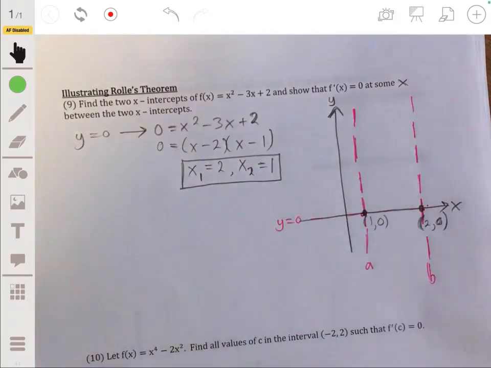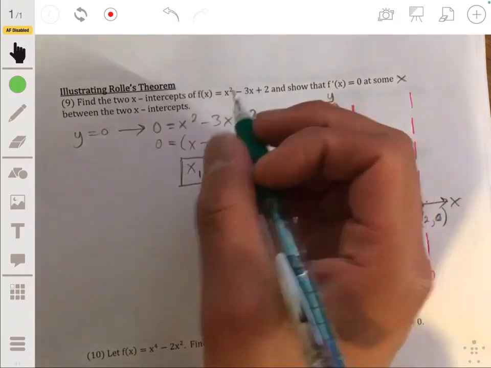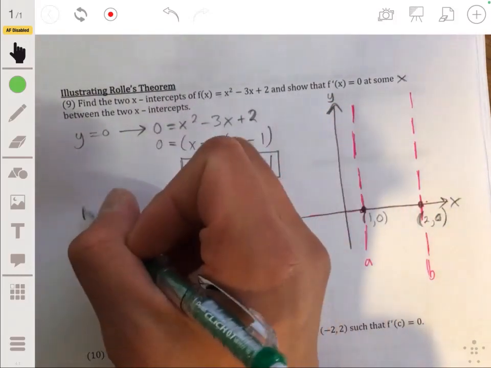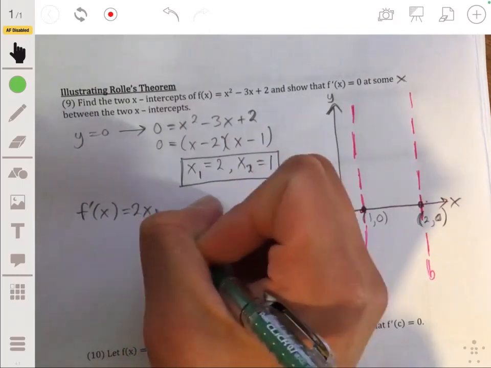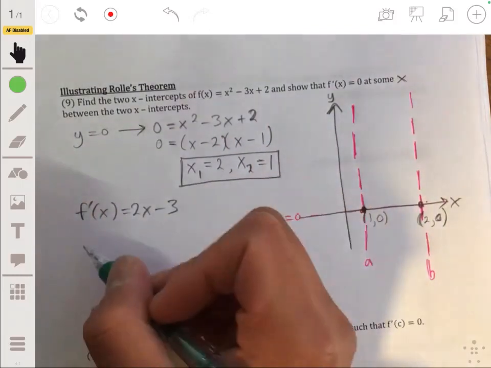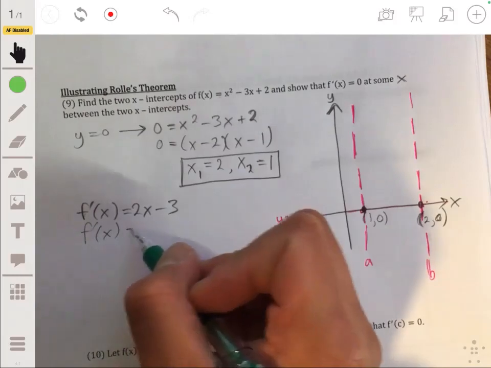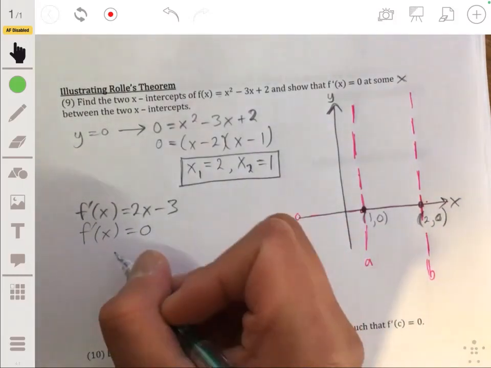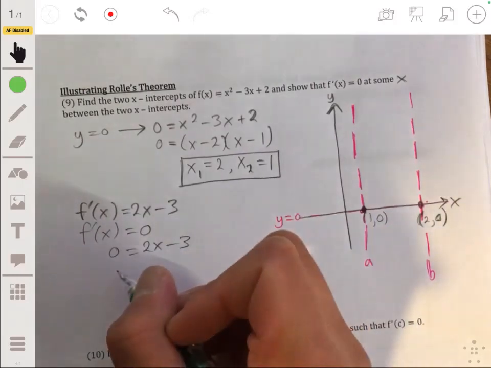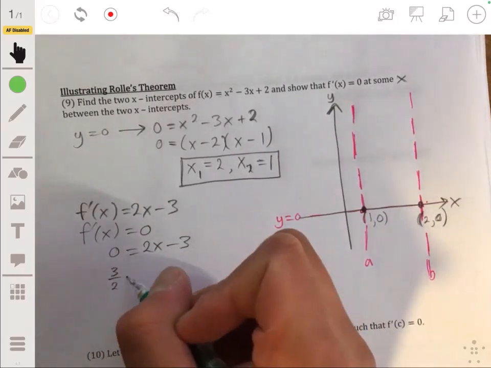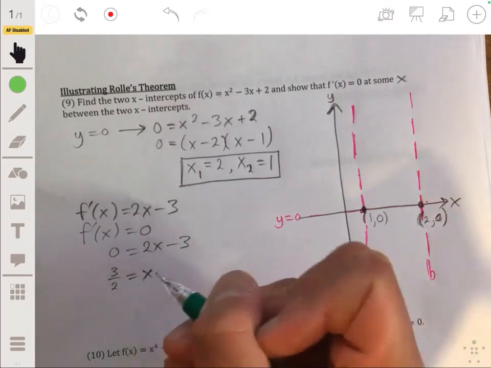So let's first find the equation of the derivative. Using the power rule, f prime of x will be equal to 2x minus 3. And we want to find where the derivative is equal to 0. So we solve for the zero of this: 0 equals 2x minus 3. And we're going to find that our x value will be 3/2, or 1.5.